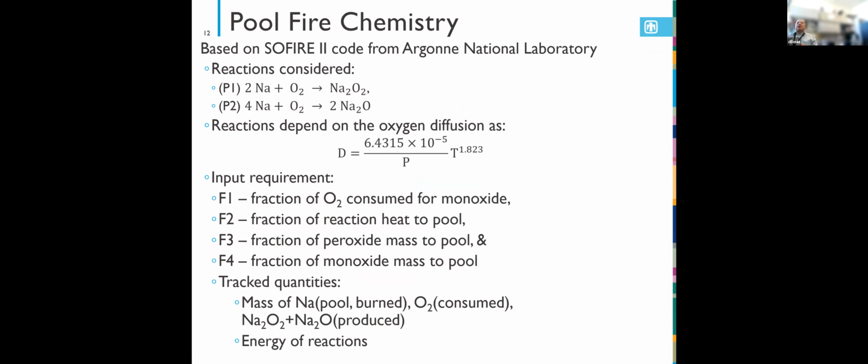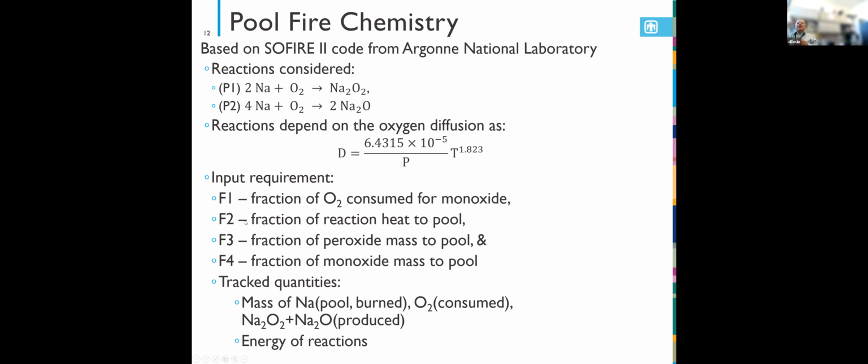So the next model we talk about is the pool fire chemistry model, based on the SOLFIRE 2 in argon. Again, this reaction only considers the oxygen. And of course, the important part of the pool fire is the ability for the oxygen from the atmosphere to diffuse to the pool area where it can react. So we have an oxygen diffusion equation here, as a function of temperature and pressure. The input parameters are basically 5 of them. Well, actually, 4 of them here.